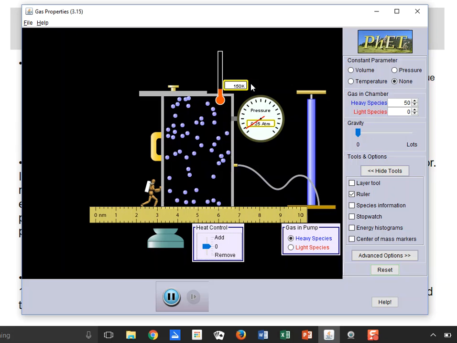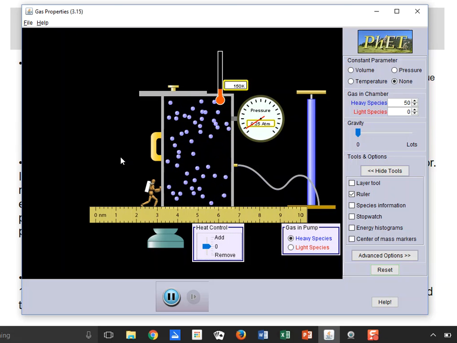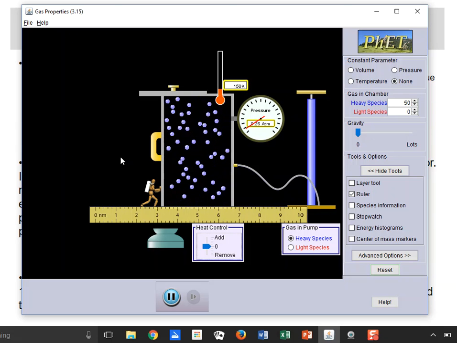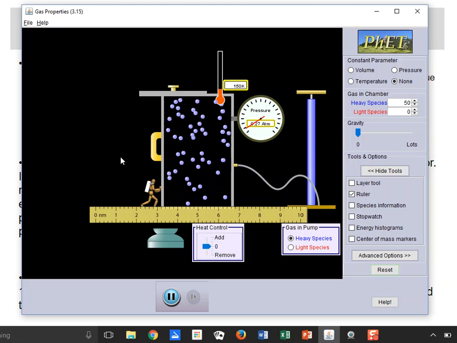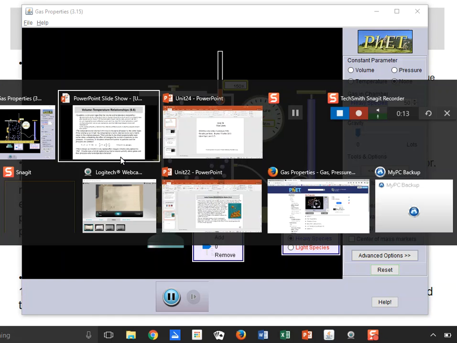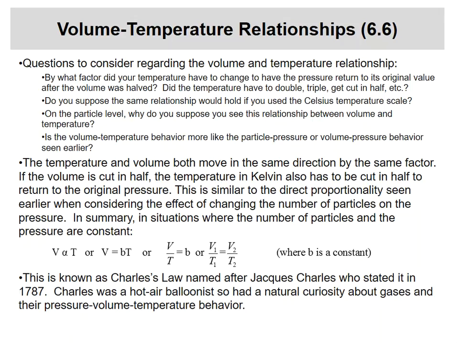We started at 300 Kelvin, but we started with twice the volume. So if I take the volume and cut it in half, then I also have to cut the temperature in half in order for it to keep the same pressure. Okay. What kind of relationship is that? Both going the same direction? What kind of relationship is that?